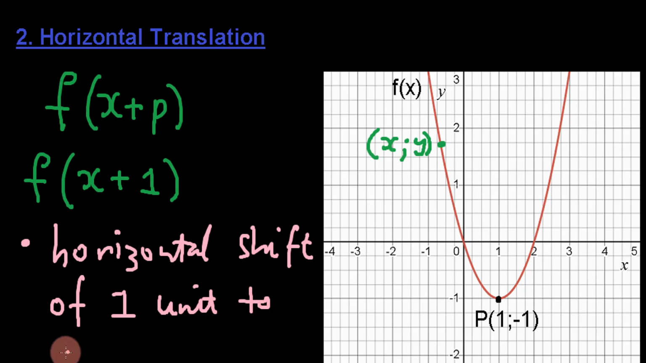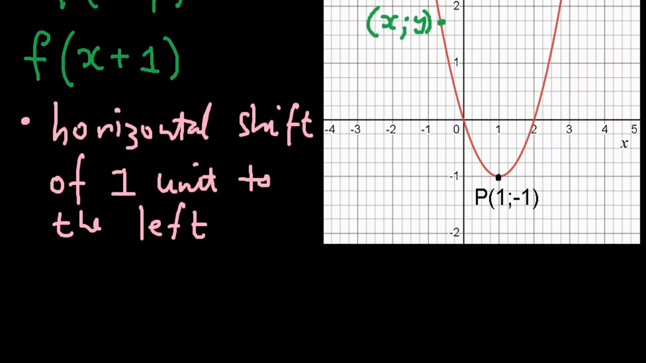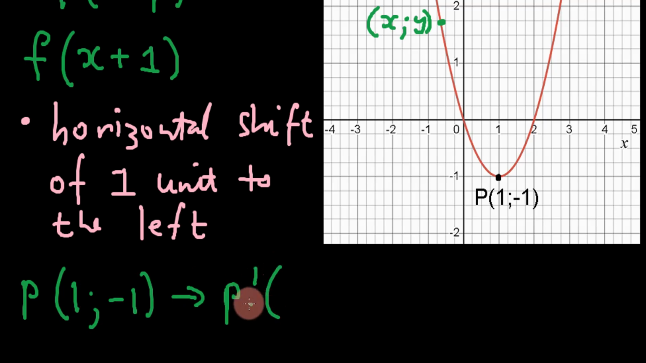Very important, to the left. So important to note here that when we add a number to the x inside the brackets, the shift will be to the left. So we can take a couple of points. Let's take the turning point of P here.